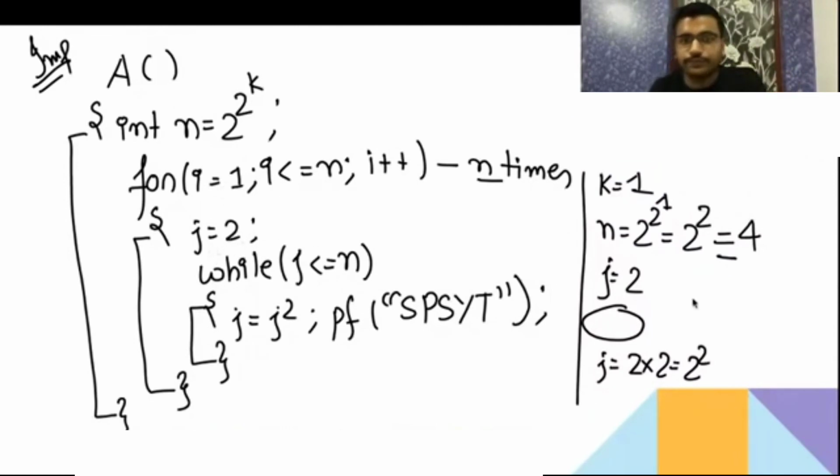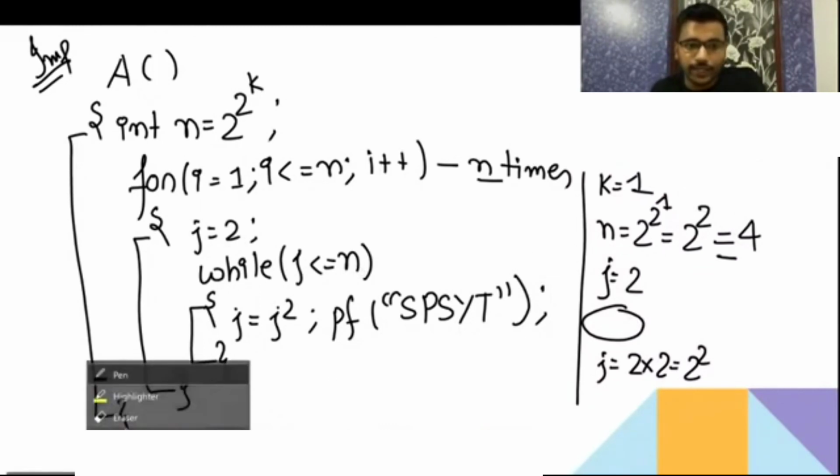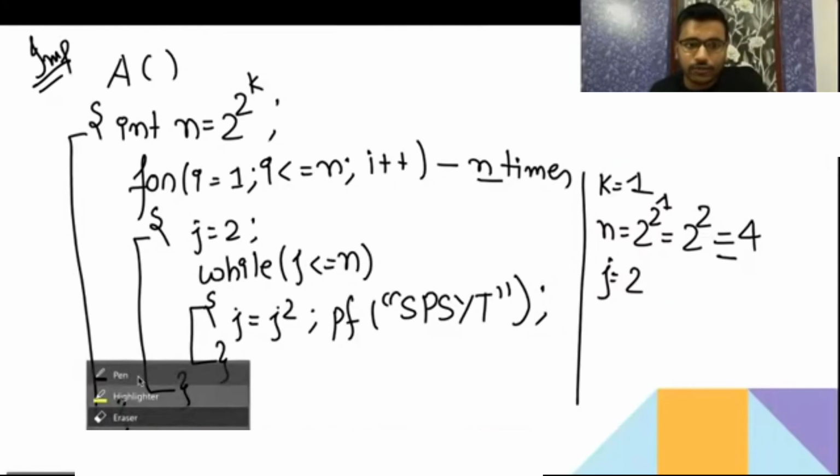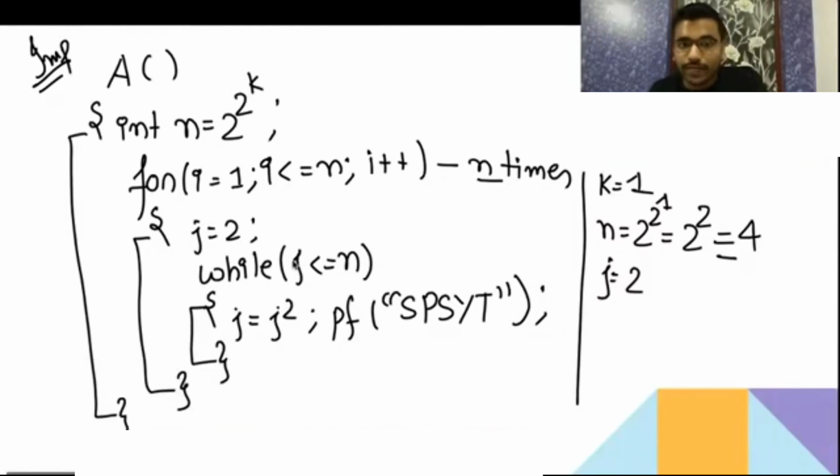J is equal to 2. Yeah, it went, 2 is smaller than equal to 4. Now it did square of that, 2 into 2, so it's 2 square. 2 square is smaller than equal to 4. Yeah, so it went inside. Then j will become 2 to the power 2 whole square, that is 2 to the power 4. Now is 2 to the power 4 smaller than equal to 4? No, so it will not go again inside. So how many times has it executed now? The while loop executed 2 times.